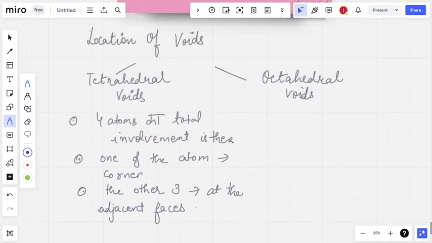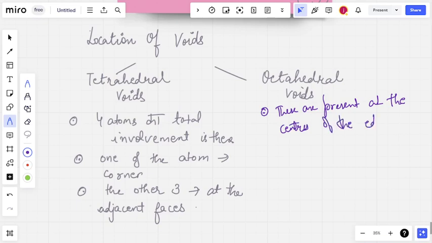Now we move on to the octahedral voids. Where will octahedral voids be found? These are present at the centers of the edges and in the body center.